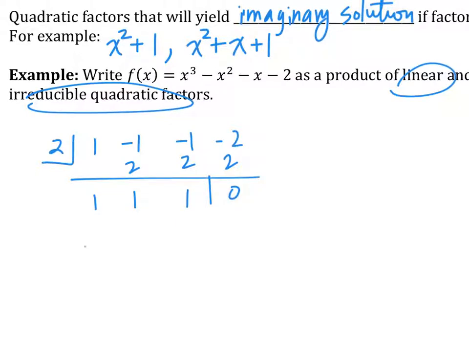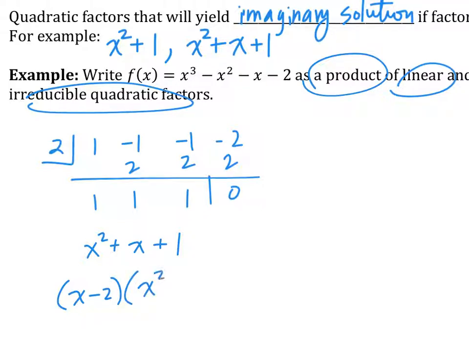Okay, you're going to get to this point, x squared plus x plus 1. Can you factor this? No, because that was the example we had, right? So you cannot factor this. They just want you to write it as a product of the one you found and the part that you cannot factor. So basically the answer is x minus 2 and then this irreducible quadratic factor. That's it.